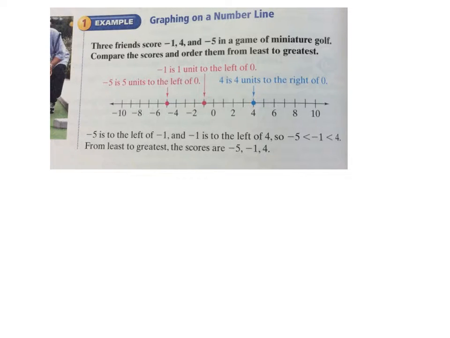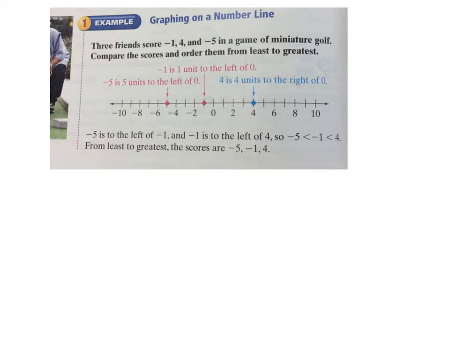Okay, so the first example that's going to be related to today's homework is graphing on a number line. Three friends score a -1, a 4, and a -5 in a game of miniature golf. Compare the scores and order them from least to greatest. Okay, so you're going to make a number line like this. So draw a number line, and you place them on there. And this is something I know you did last year.